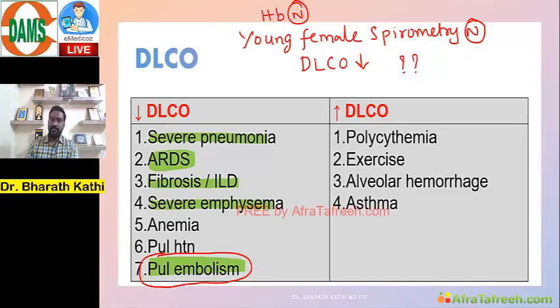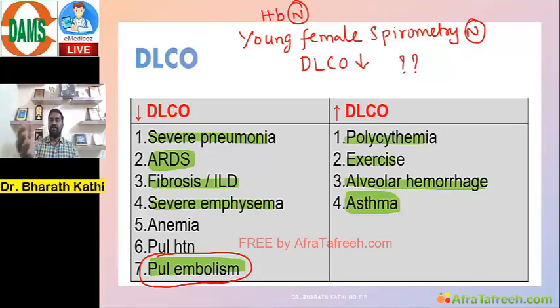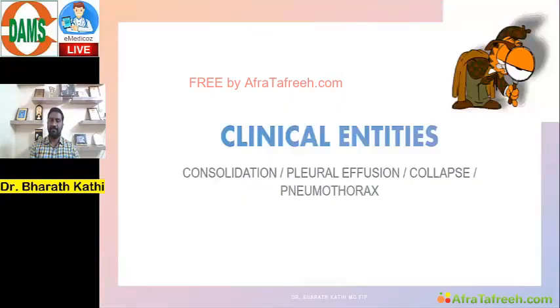Then increased DLCO can happen with polycythemia, exercise, alveolar hemorrhage, and recently even in asthma we have found there can be increased DLCO. Mostly there will be straightforward questions and some clinical scenarios as I have mentioned previously. You should know what will decrease DLCO and what are the conditions responsible for increased DLCO.